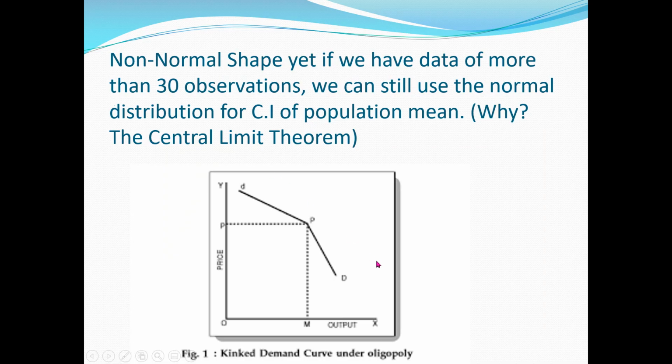The second scenario is if the distribution is not normal. For example, we know that the kinked demand curve under oligopoly has this type of shape. If you don't have a background in economics, don't worry. Let's say a population has this type of graph; it's not bell shaped, so it's not normal. Still, if the sample size is greater than 30, I can use the normal distribution. Why? You should read about the central limit theorem, which states that even if the population is non-normal, if the sample size is large enough, then the distribution of the sample mean is still normal.